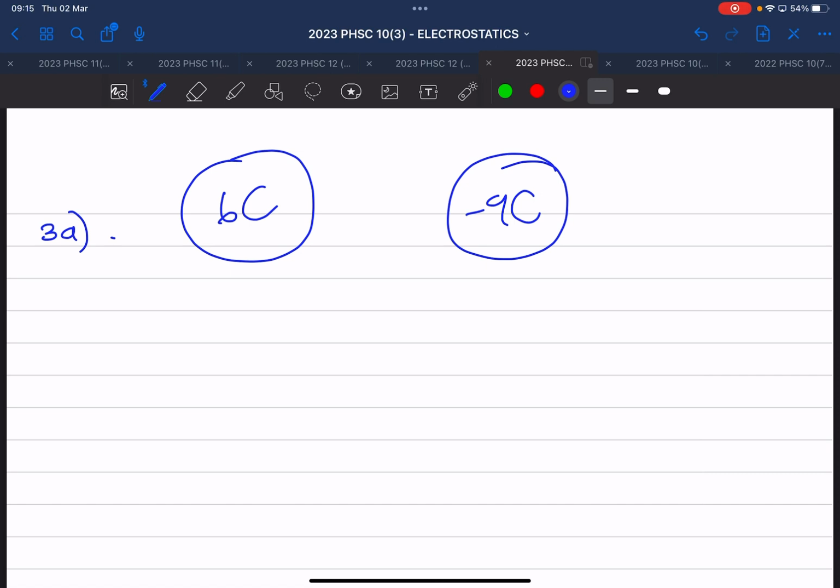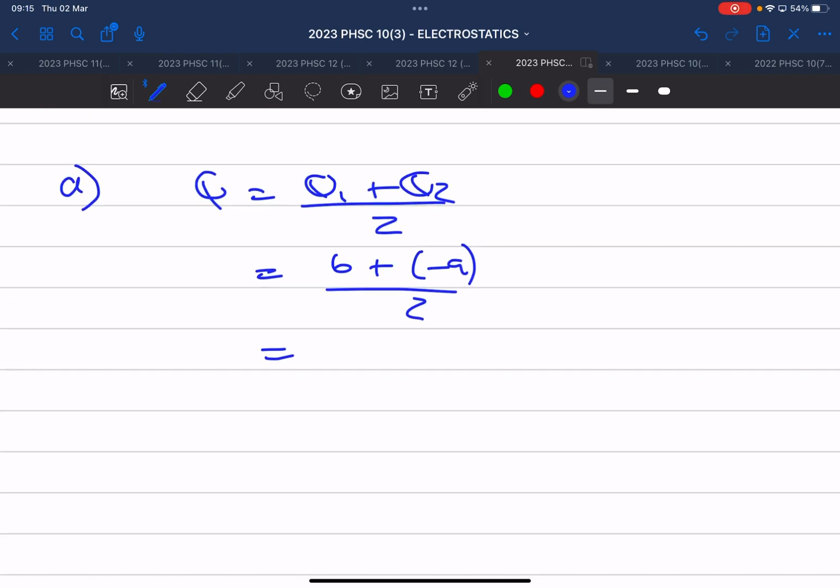Okay, so they say, right, they make contact now and then they're separated. What is the charge after they've made contact? So the new charge is where you add the 2 together and you divide by 2. So 6 plus negative 9 divided by 2. In your head. 6 minus 9, divided by 2. 3 divided by 2.